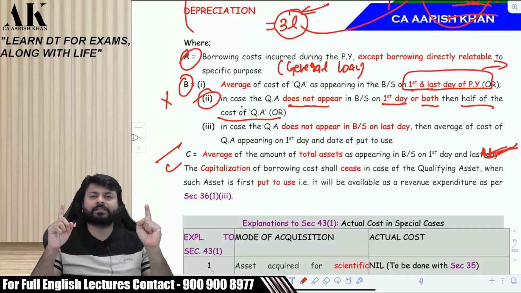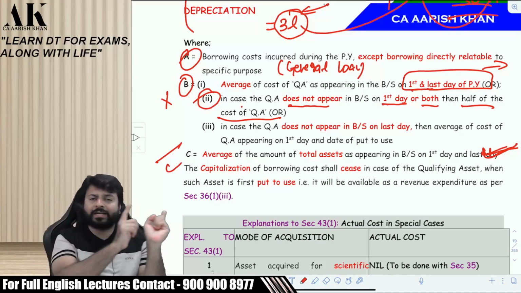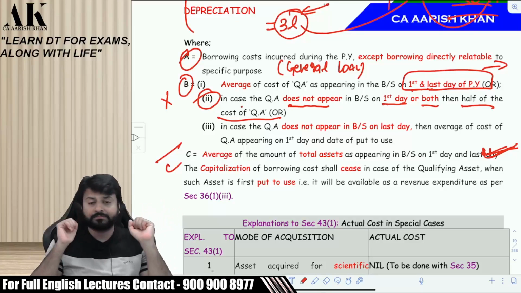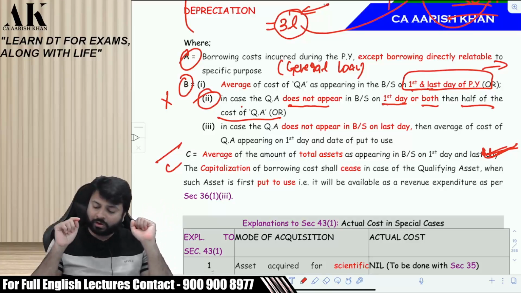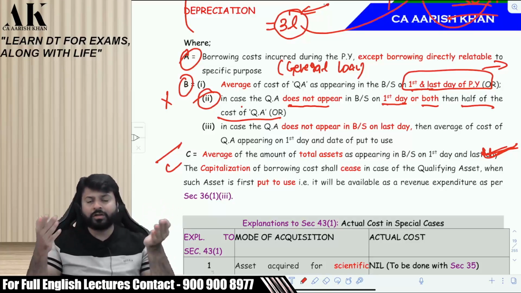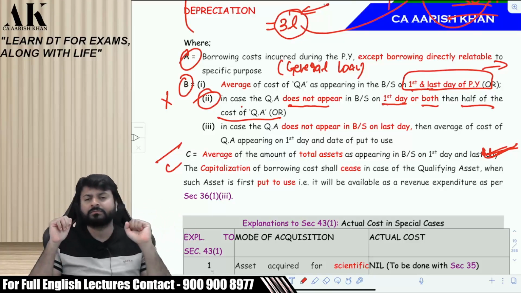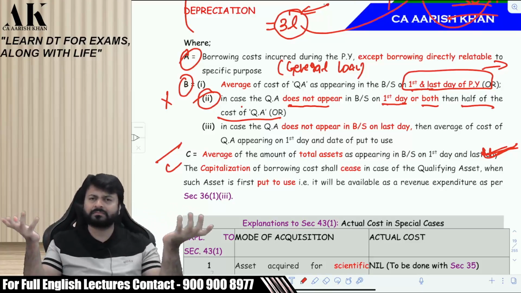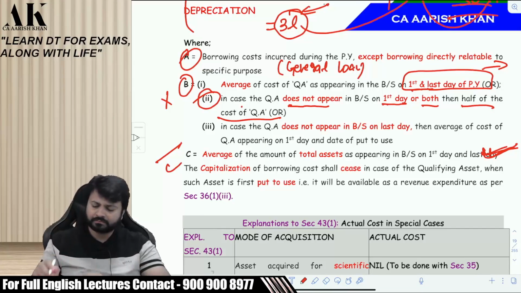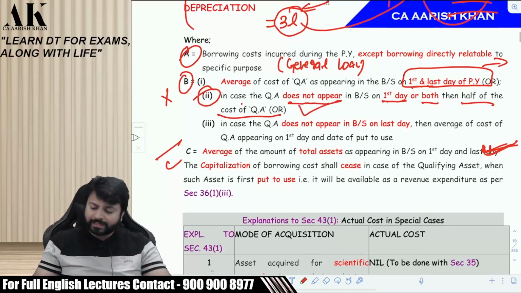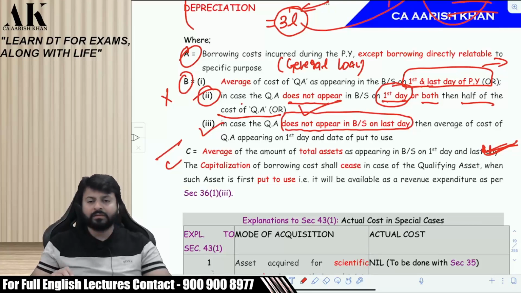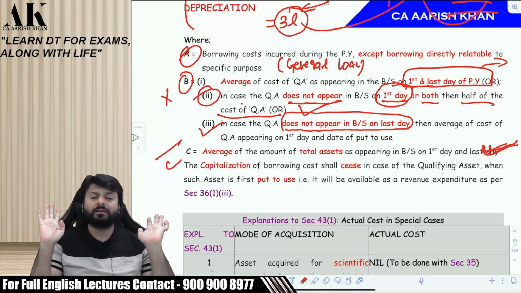So in the first case, the qualifying asset was there at the beginning and was there at the end also. Divide by 2, the average. In the second case, it was not there on the first day, or it was not there on the first day and the last day. Then take what? Take half. Third. There is one more situation which is possible. In this case, the qualifying asset was not there on the last day, which means it was there on the first day.